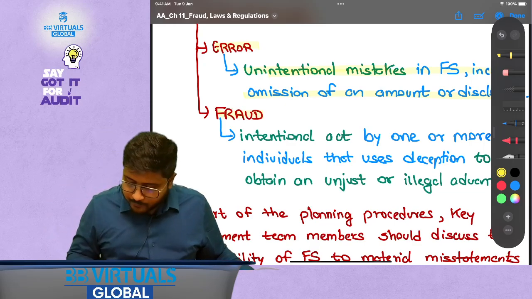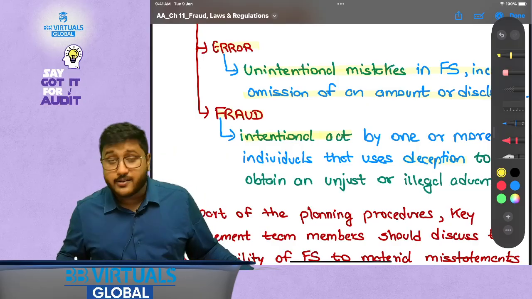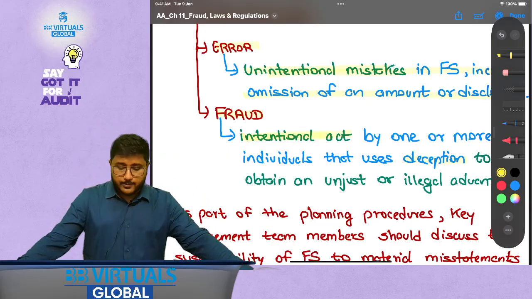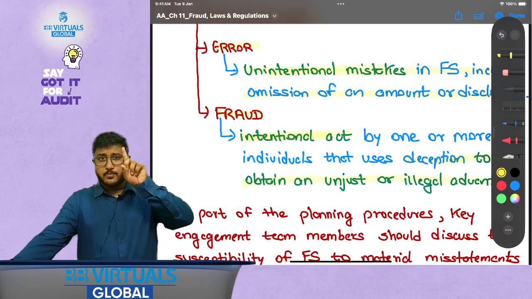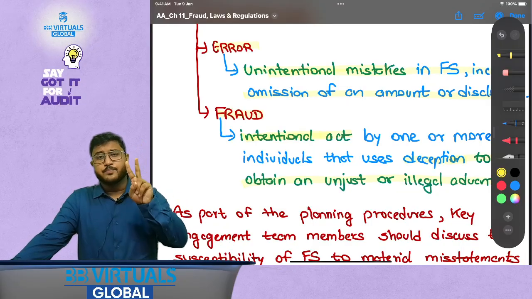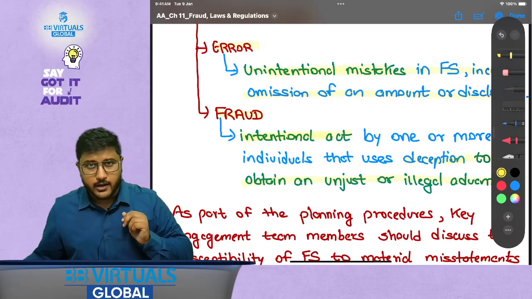Okay, now fraud. Fraud is an intentional act by one or more individuals that uses deception. In Hindi we call dhoka, deception, to obtain an unjust or illegal advantage. That is, it should be intentional act. It should be done with the purpose of deception, via deception, and to gain the unfair or illegal advantage.